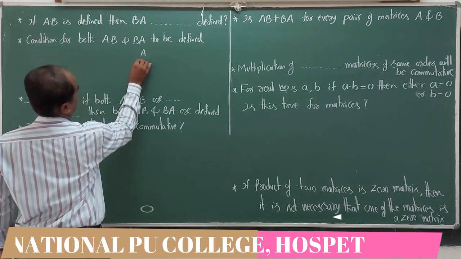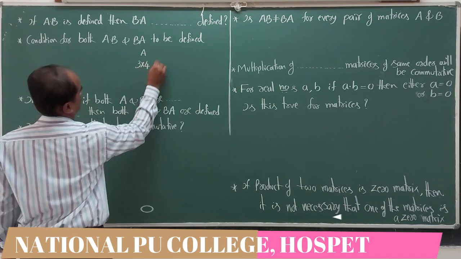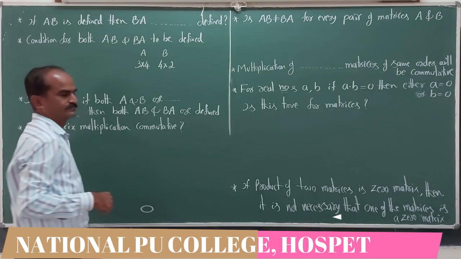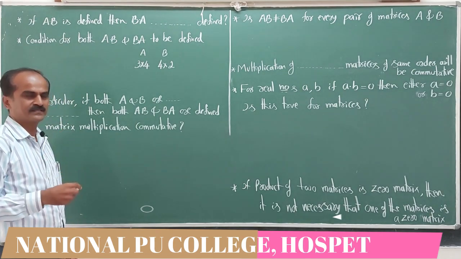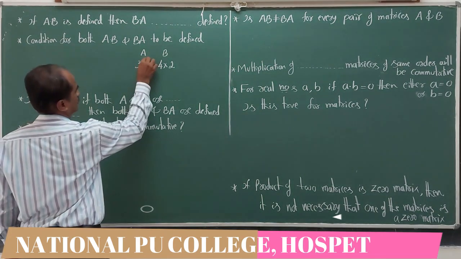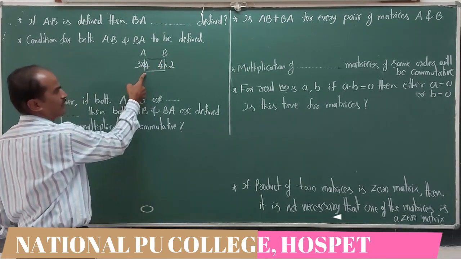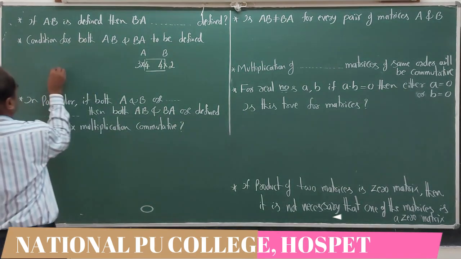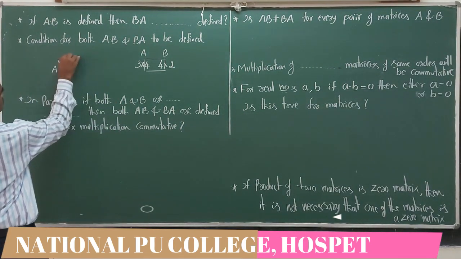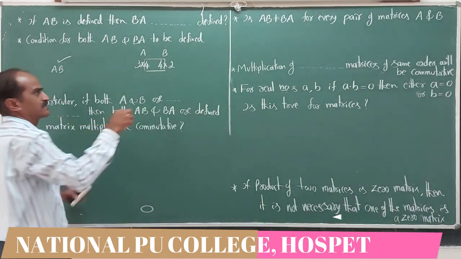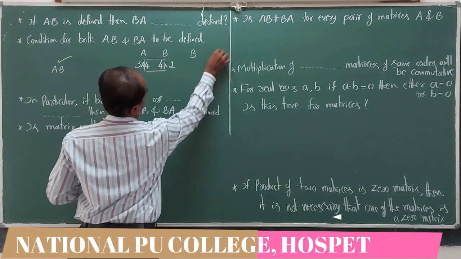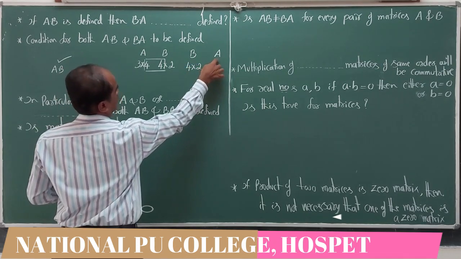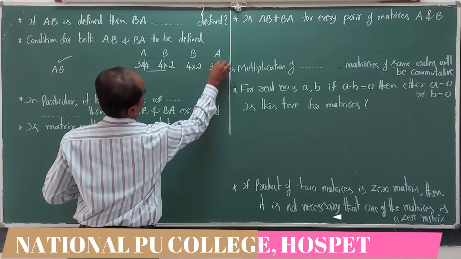I write matrix A as 3 by 4 and matrix B as 4 by 2. Now check, is AB defined? Yes, number of columns of first matrix same as number of rows of second matrix. A into B is defined. Now check, B into A is defined or not? First matrix B, what is the order? 4 by 2. Then matrix A, what is the order? 3 by 4.